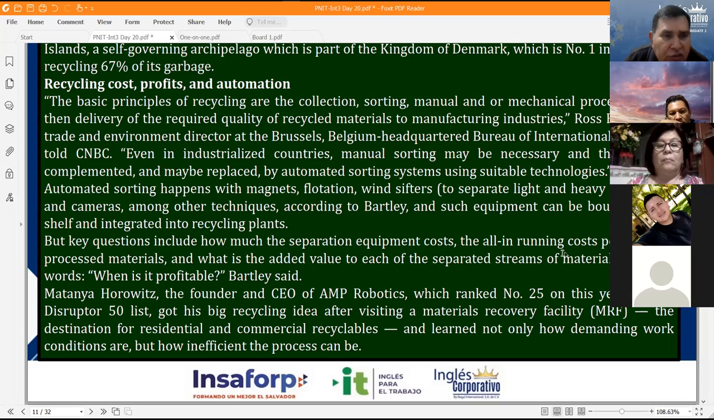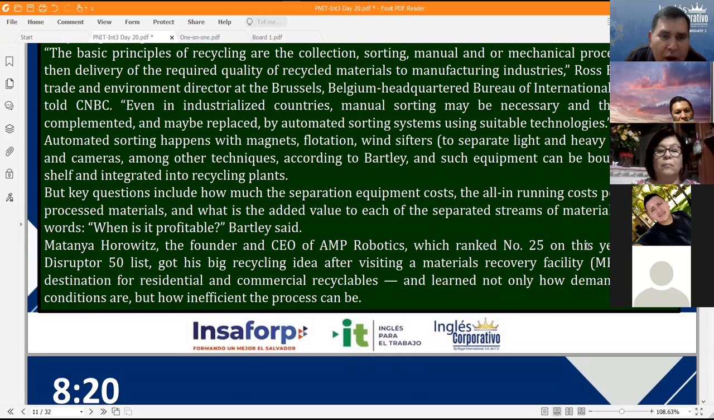Automated classification or sorting happens with magnets, flotation, wind sifters to separate light and heavy materials, and cameras among other techniques, according to Barkley, and such equipment can be bought off the shelf and integrated into recycling plants. But key questions include how much the separation equipment costs, the all-in running costs per ton or processed materials, and what's the added value to each of the separated streams of materials. In other words, when is it profitable, Barkley said.